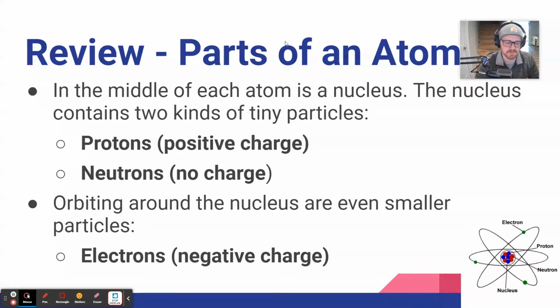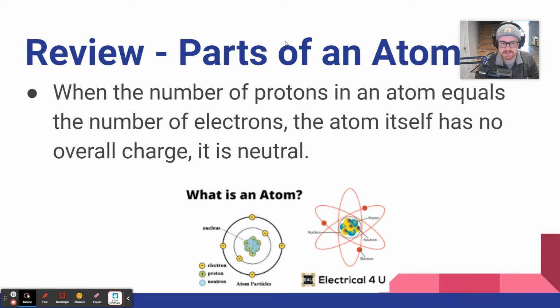In order to get a better understanding of what's happening, we are going to break down the pieces of matter and figure out what it is in matter that's making these things happen. So remember, in the middle of every atom, no matter the atom, there is the nucleus. And the nucleus contains two things: the protons and the neutrons. Protons are the positively charged pieces, and neutrons have no charge. They are neutral. Then orbiting around the nucleus, you have electrons, which are negatively charged. And these things we know.